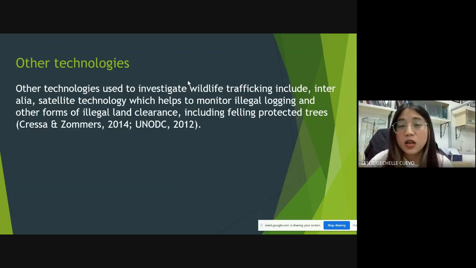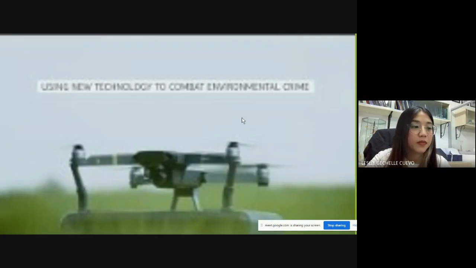Other technologies used to investigate wildlife trafficking include inter alia satellite technology, which helps to monitor illegal logging and other forms of illegal land clearance. Yun nga, yung nagkukos ng deforestation, kiniklear nila yung lupa, kiniklear nila yung gubat, including felling protected trees. Tama yan ha, felling. Pinutol. Okay.